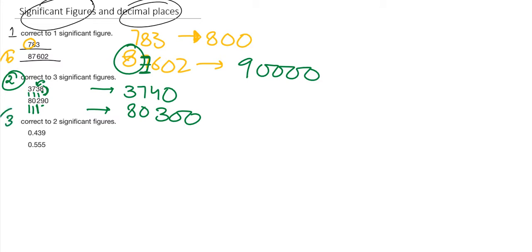Alright, let's check this with decimals. Correct to two significant figures. This is the first one, this is the second one, and you can see the third term is 9. So we can easily add one, and that will make it 0.440. Alright, this is the first, this is the second, and the third one is 5. So we can still add and make it 60. It's correct to two significant figures.